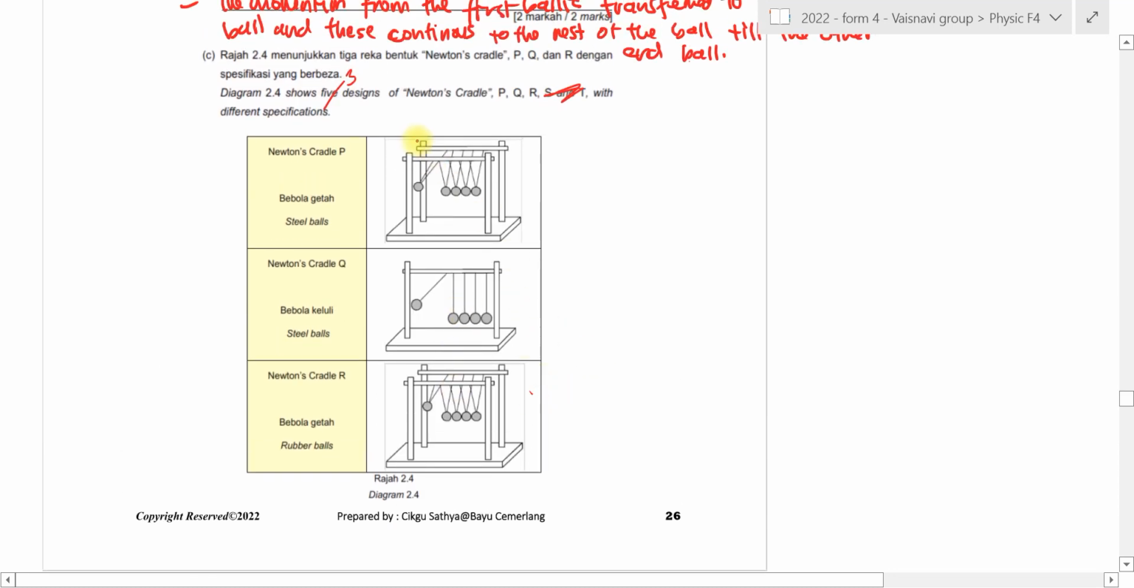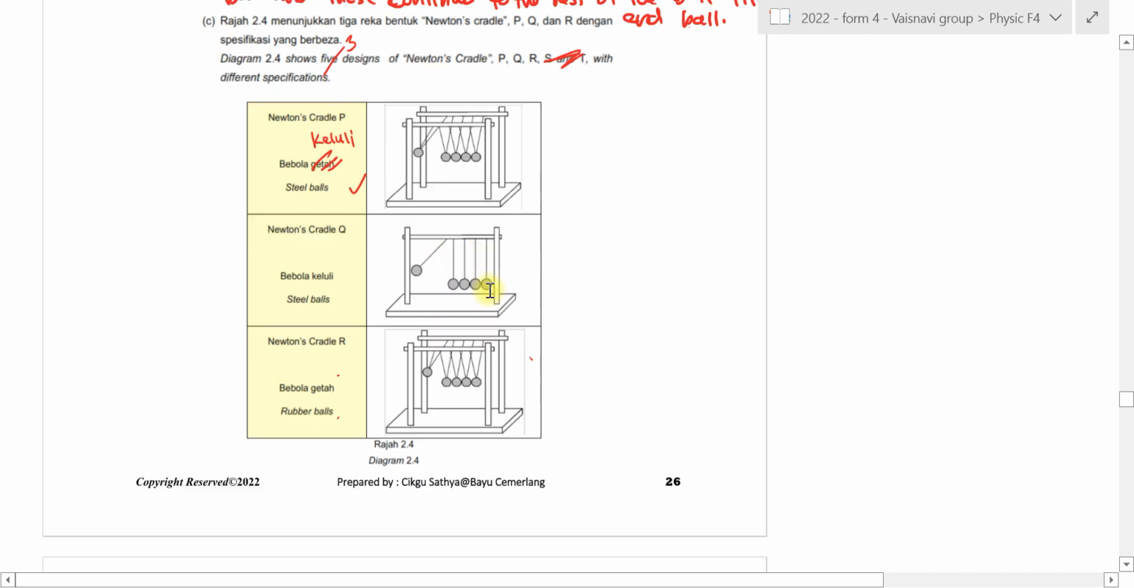So, yang ni pun dua, yang ni pun dua. So, yang ini rubber ball. Jadi, saya rasa di sini bahasa Melayu dia yang salah. Berbola keluli lah. Okay, it is a steel ball. Okay, kita tengok. Kita ada steel ball and rubber ball. Lepas tu, dia ada naikkan 2 tali ataupun 1 tali.